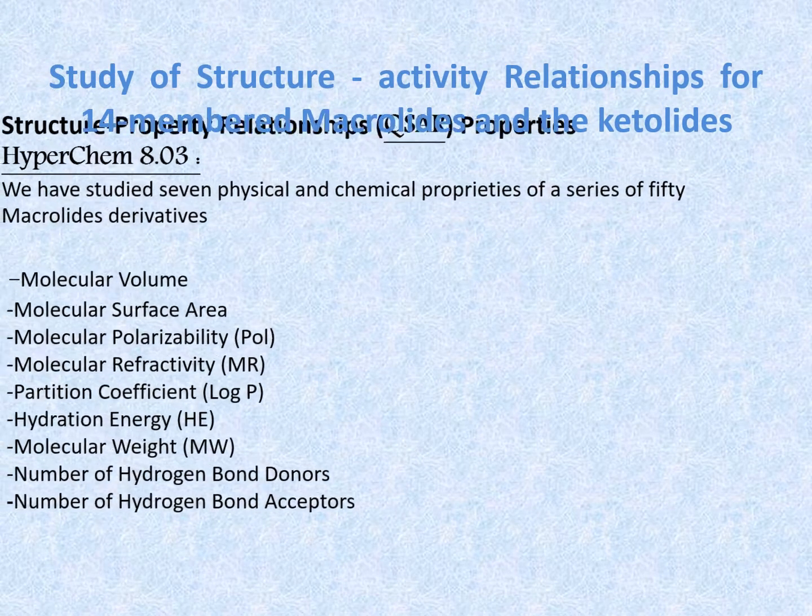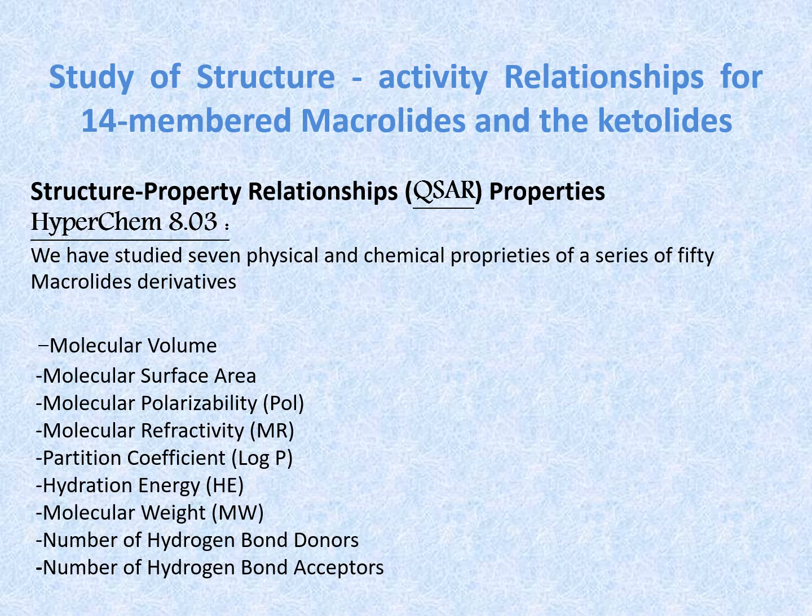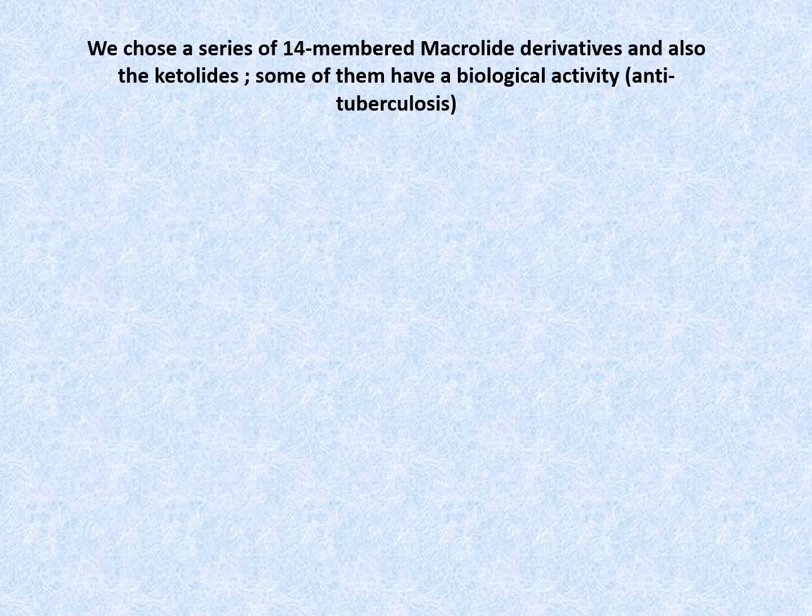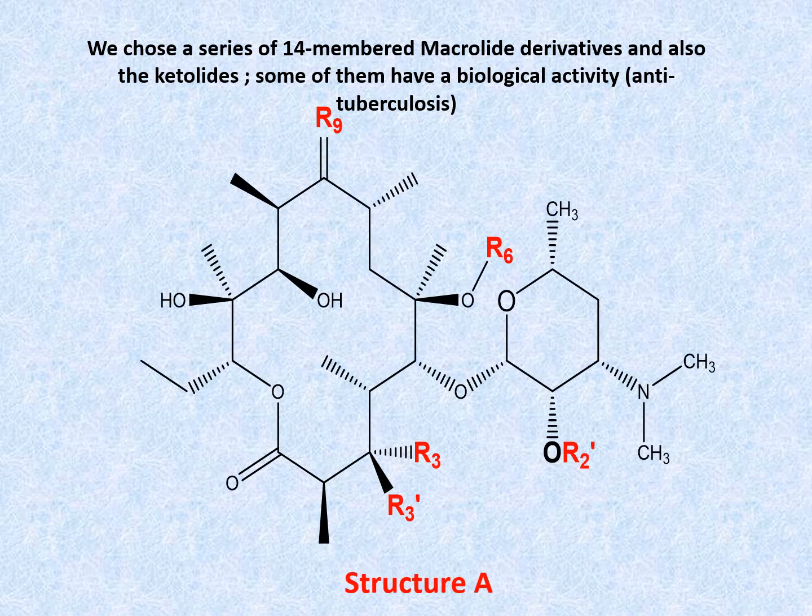Study of structure-activity relationships for 14-membered macrolides and ketolides. We have studied 7 physical and chemical properties of a series of 50 macrolide derivatives. We chose a series of 14-membered macrolide derivatives and also the ketolide. Some of them have a biological activity, anti-tuberculosis.